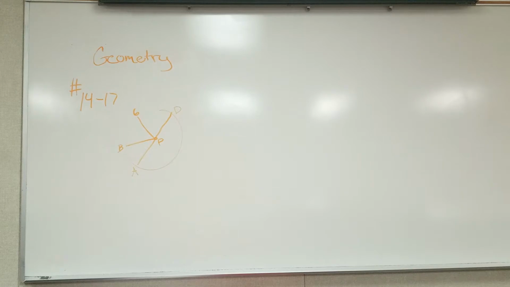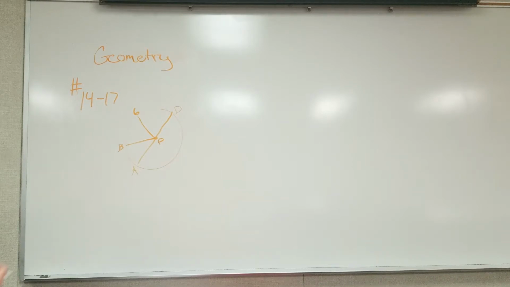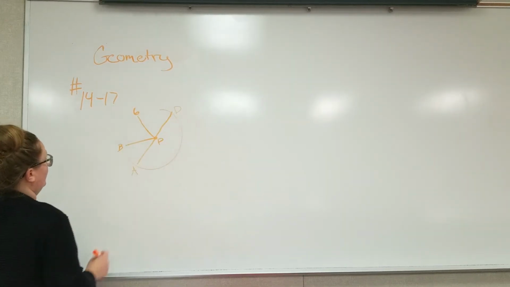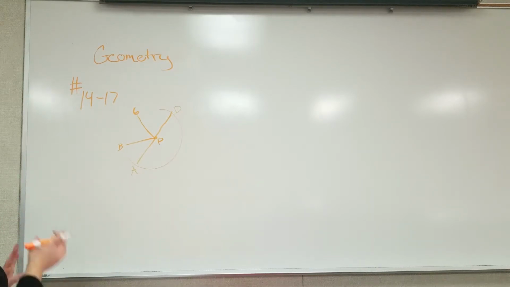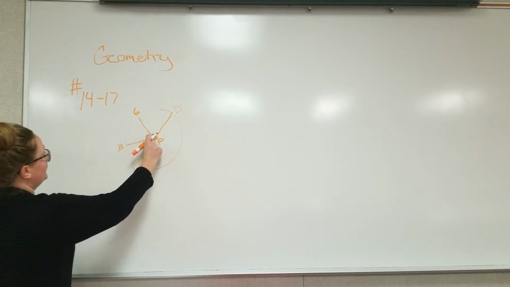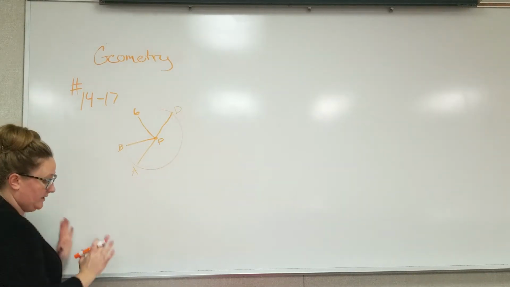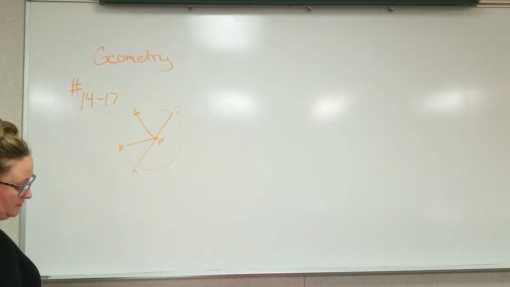All right, problems number 14 through 17. These are talking about central angles, okay? Central angles are angles that have their vertex at the center of the circle. These are actually easier. Earlier we talked about inscribed angles. They are equal to half of their arcs, but not on these. Central angles equal their arcs. So if this angle is 50, then this arc is 50, okay? That's simply what we're doing here.